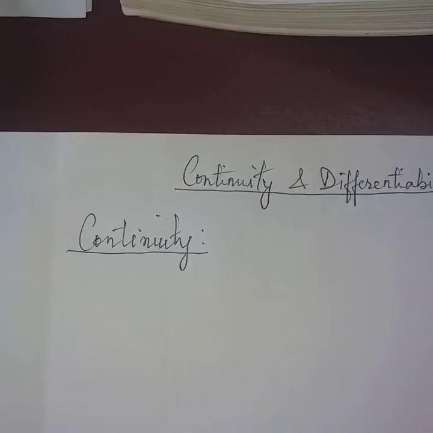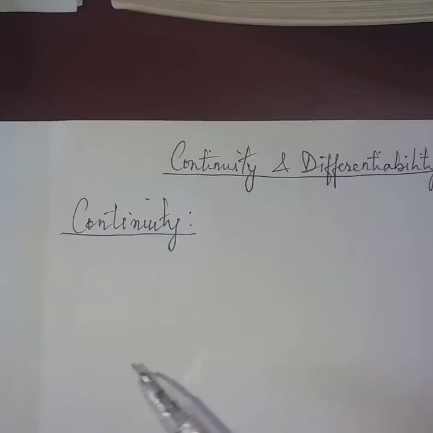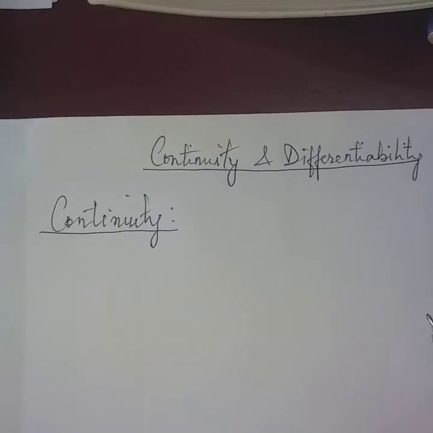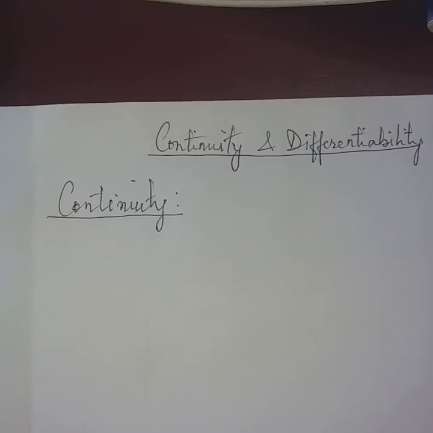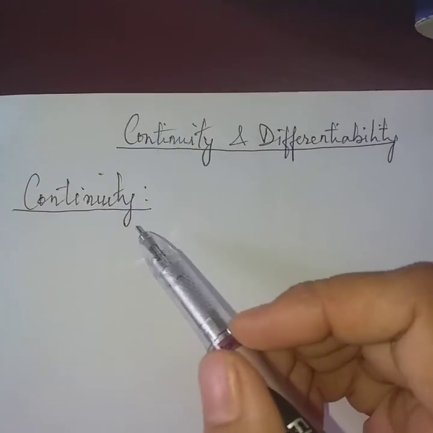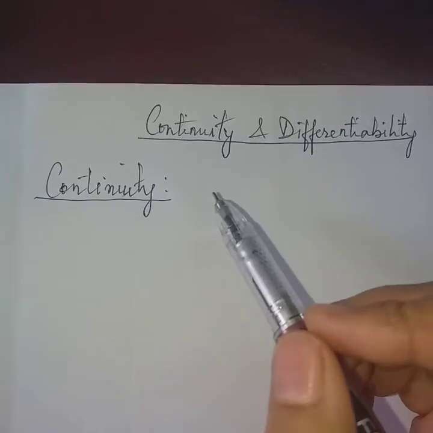When we say continuity or continuous, what does it mean? Something is going on and on without any interruption or stoppage. That means there is no break. So that means continuity or continuous. Now we will understand continuity of a function.